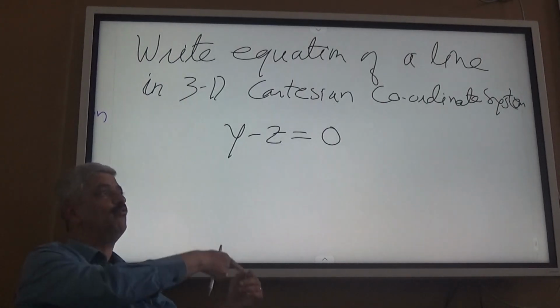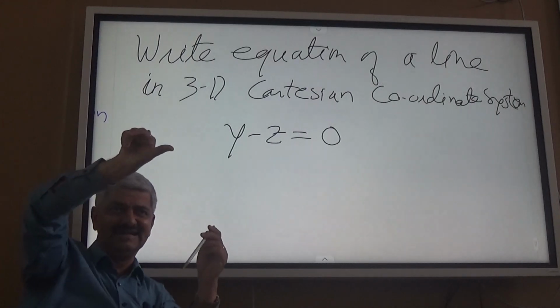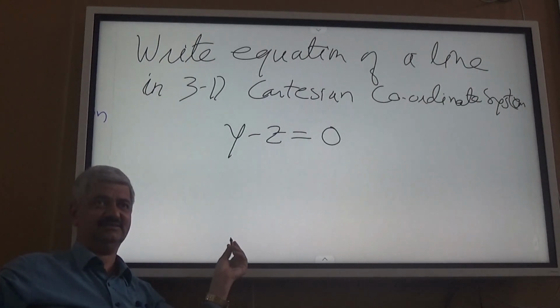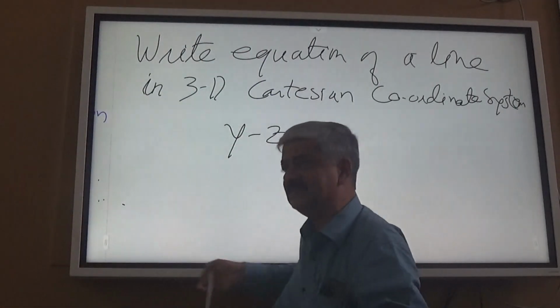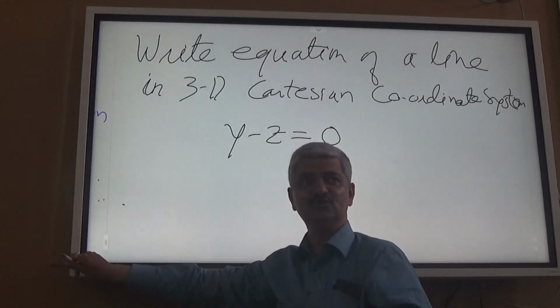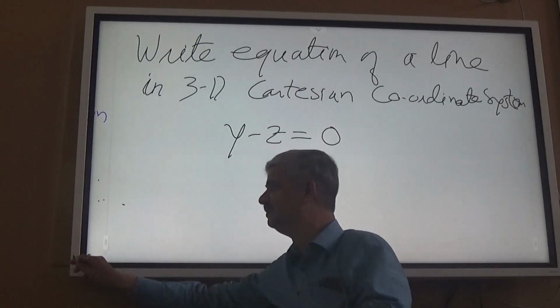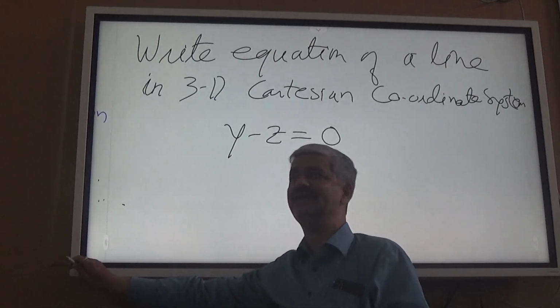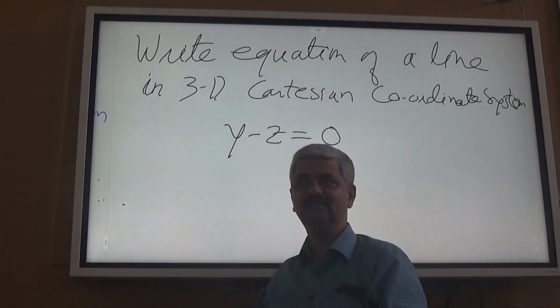X, Y, and x to y right-handed screw, z-axis. Is it right? So we can say x-axis, y-axis and z-axis. So what? Right. So what is the x-axis? This is the x-axis. So y equal to z. What does it mean? Y and z are equal.